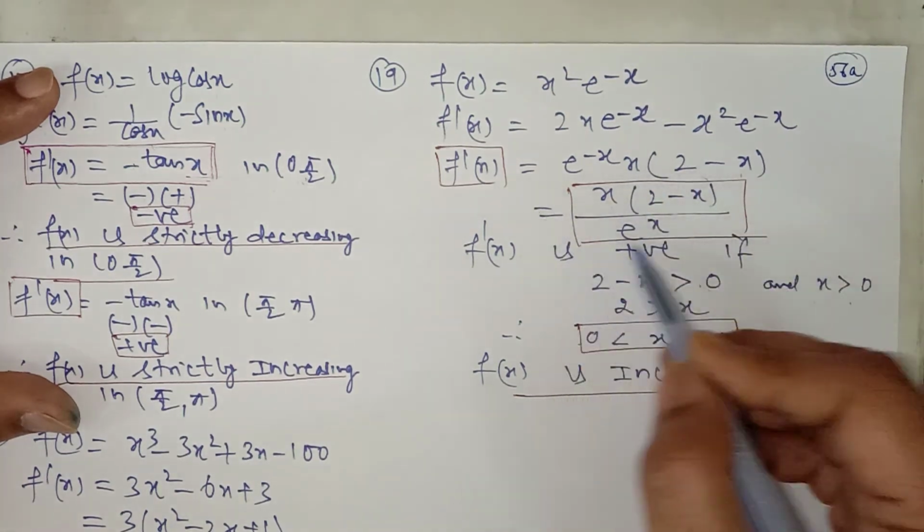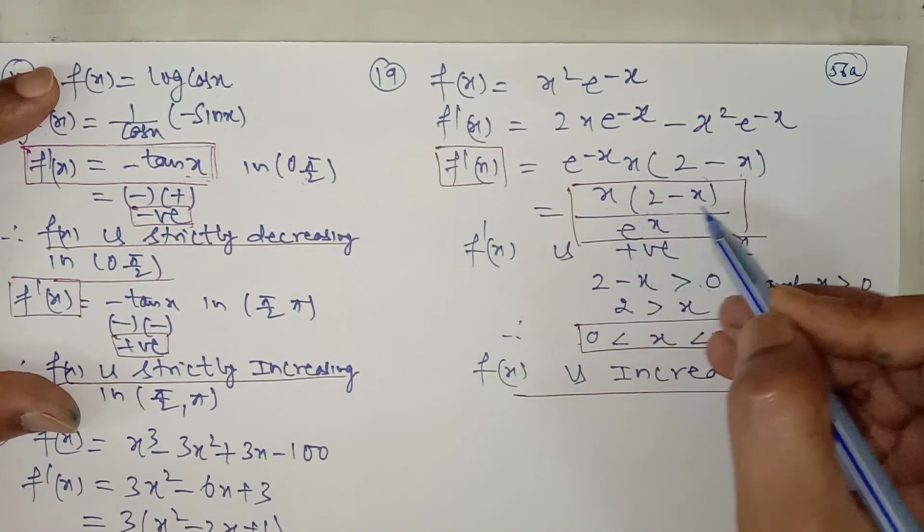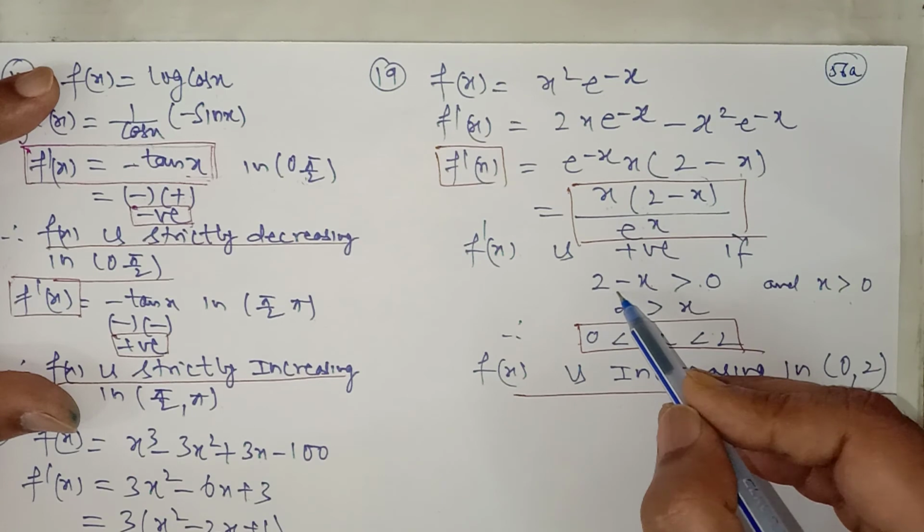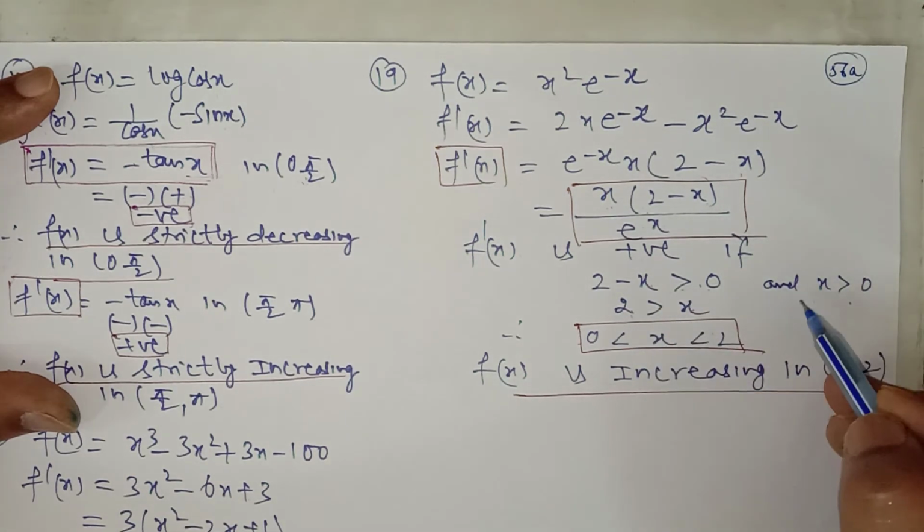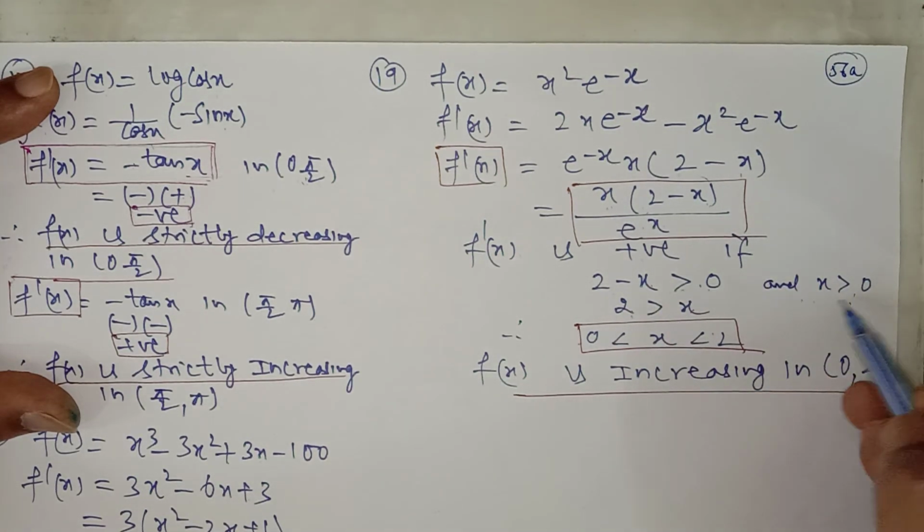Now this function will be positive if x is greater than 0 and 2 minus x is greater than 0. By solving this, you get x less than 2 and x greater than 0. The value of x is greater than 0 and less than 2. So the interval is 0 to 2.